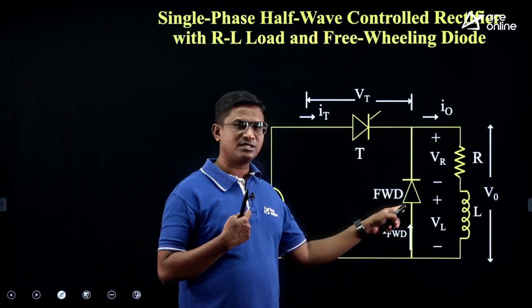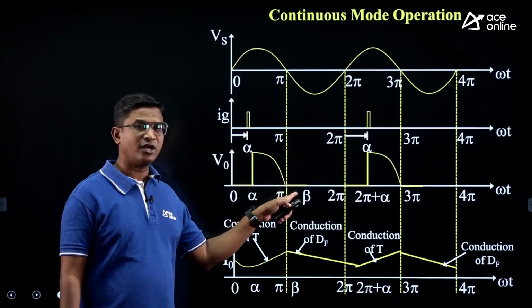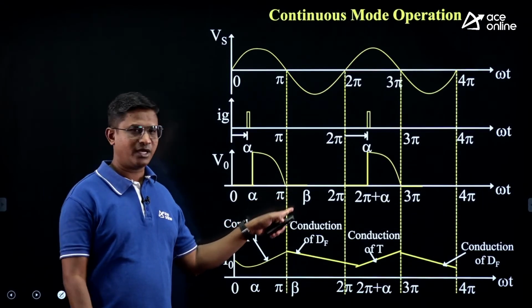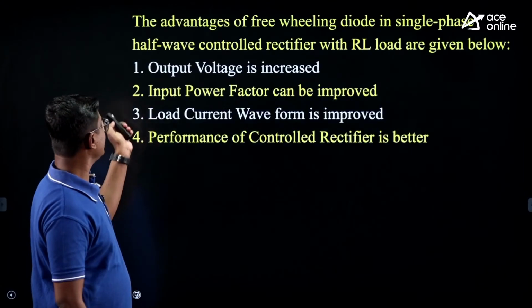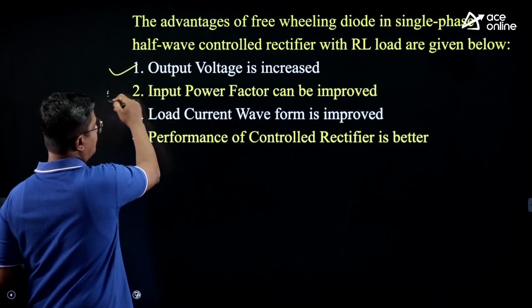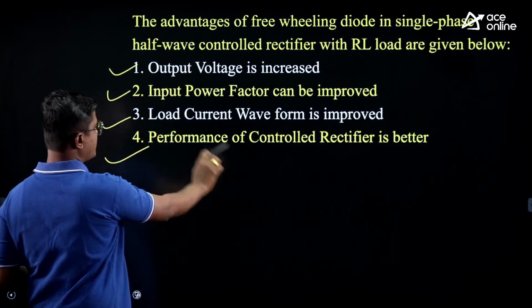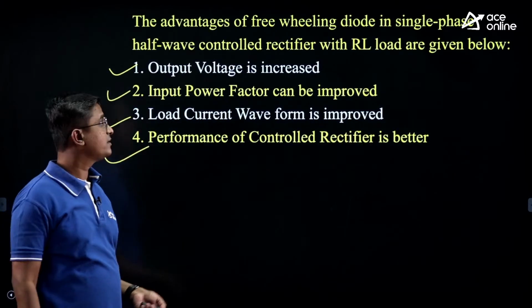So to overcome this, we are using the freewheeling diode. If I use a freewheeling diode, no negative pulse is present here. Advantages of freewheeling diode: output voltage increases, input power factor improved, load current waveform is improved, and performance of rectifier is better, right?